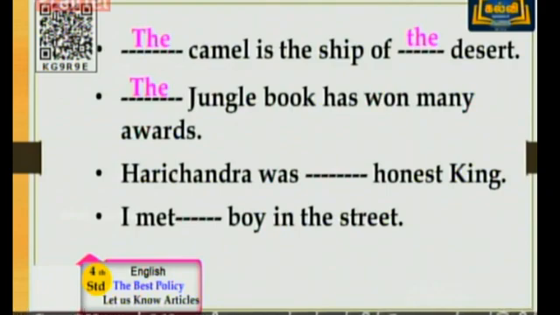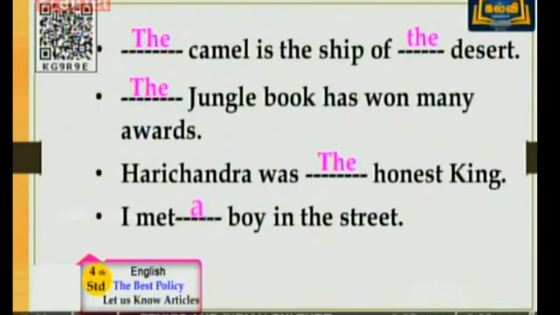Next one. Harichandra was dash honest king. Here, which article should you use? You are telling about a particular king. So the article used there is the: Harichandra was the honest king. Coming to the last one. I met dash boy in the street. Before the word boy you should use the article a, an or the. You think about it. See the word boy. Which article should you use? You should use the article a.